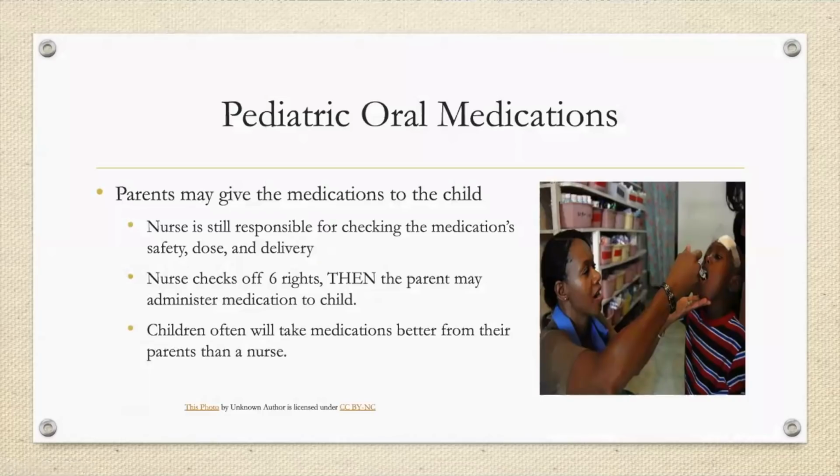Pediatric oral medications can be given by the parent. Many times children will take the medication from their parents better than from a nurse. However, it is still the nurse's responsibility to check the medication's safety, dose, and delivery. Once you've checked off those 6 rights, then the parents can administer the medication. And I would warn you never to take medications into a patient's room and just hand them to the parents or lay them on the table and say, here you go, mom, give these, because inevitably you will have that patient that you walk in at 2 p.m. and that 8 a.m. medication is still sitting on the table.